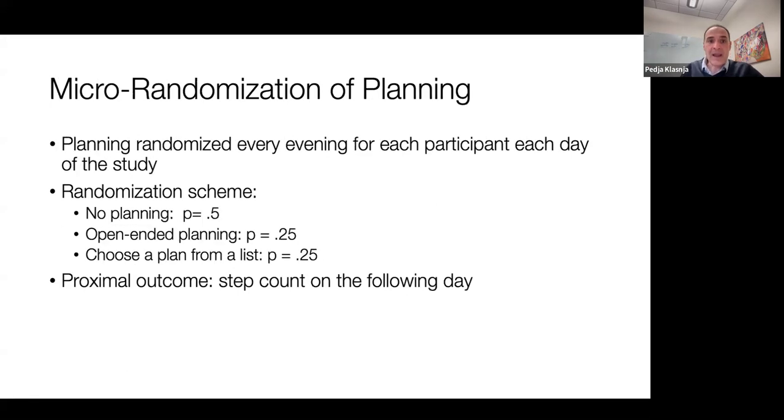While for planning, the planning was micro-randomized every night in the evening for the following day, and basically half of the evenings people would not be asked to plan, and the other half of the time they would be split equally between being asked to create a new plan from scratch, right? To write the plan in the text box, or choose a plan from a list that they had previously made. And in this particular case, our outcome for the randomization was the step count on the following day. So basically looking at whether the next day's overall activity increases.